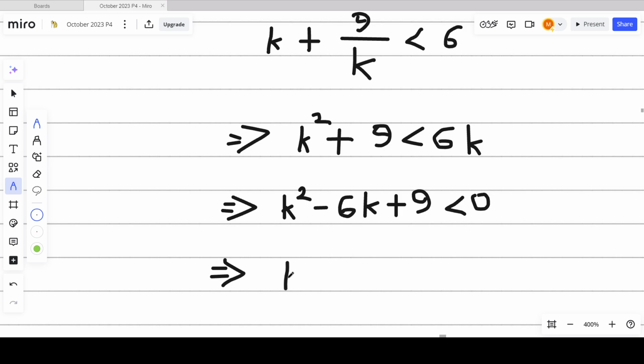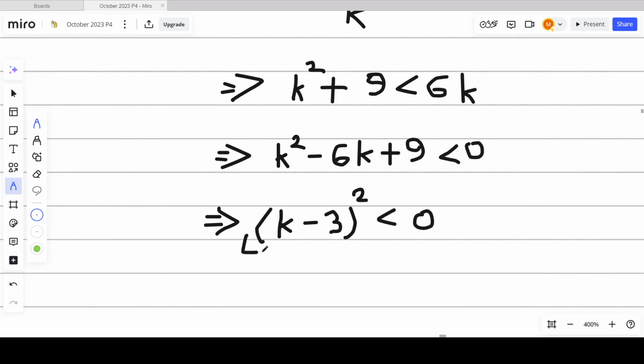Okay, so k squared minus 6k plus 9, we can write it as k minus 3 whole squared. So k minus 3 whole squared is less than 0. Now we can see that we are approaching something that is impossible according to maths. K minus 3 whole squared, where k is a positive constant, a squared number can never be negative. But my inequality says it's less than 0.